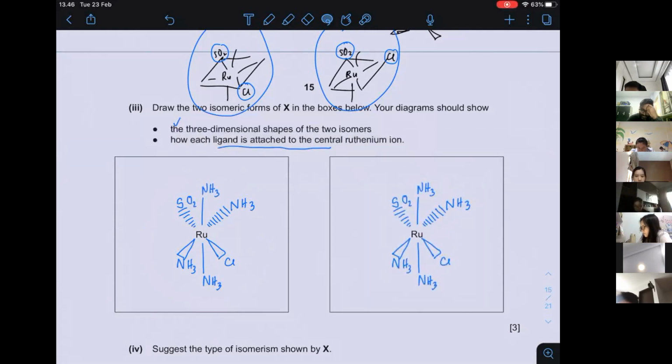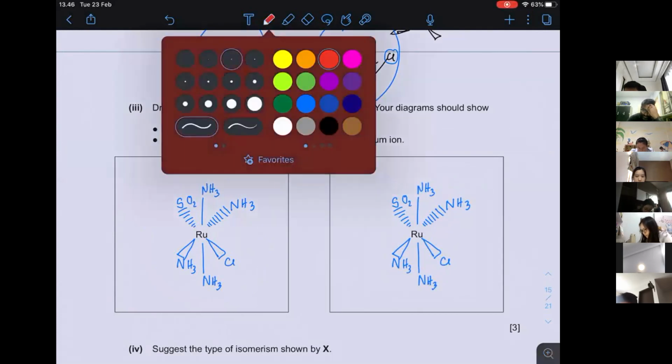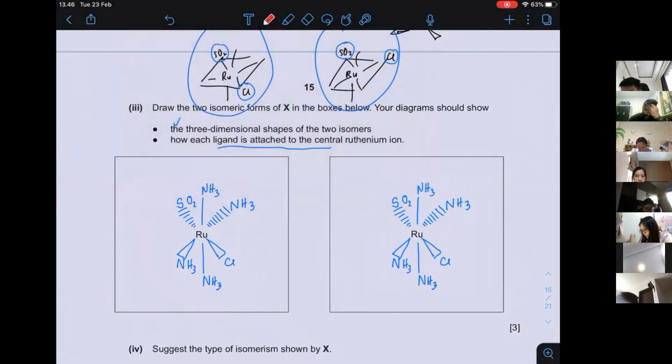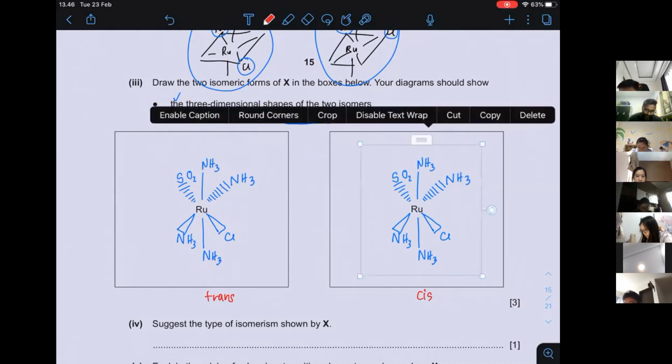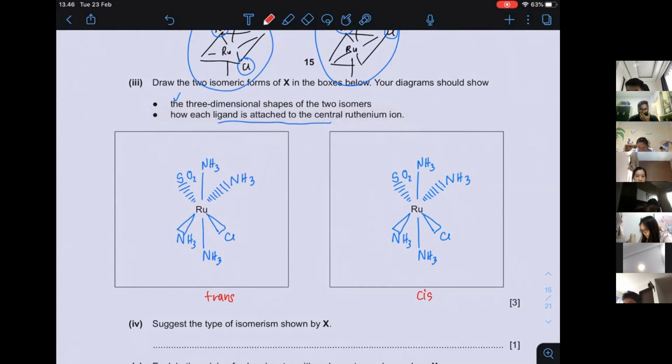Okay, so what I can change over here is this part, because I want to show cis, and this one is trans. So this one I want to show cis. Maybe I put the SO2 there, Cl I put it here, and then here I will put NH3.